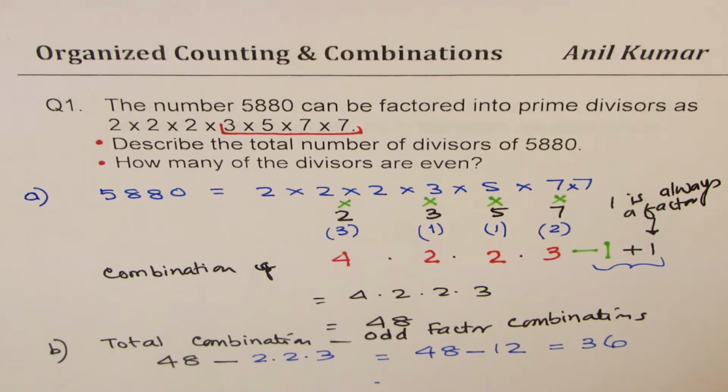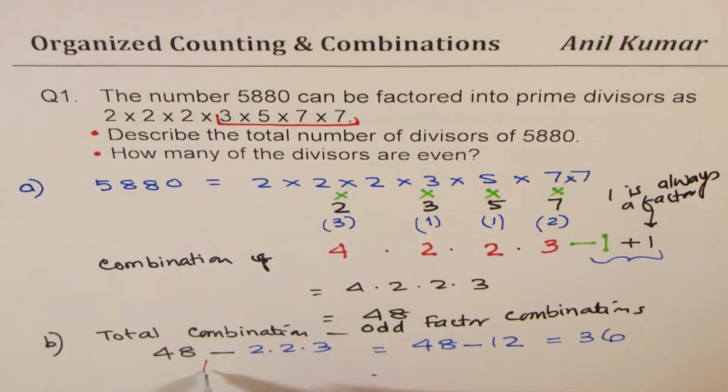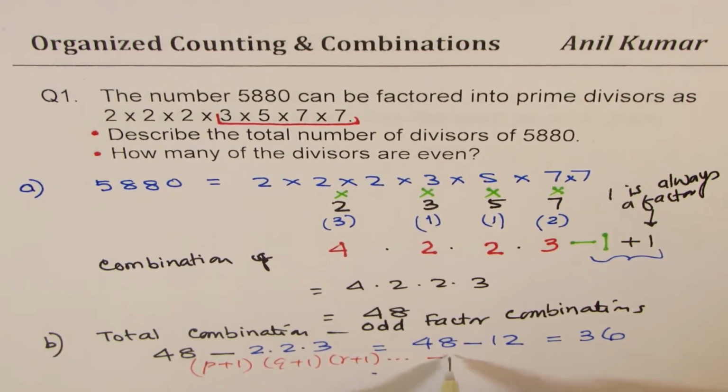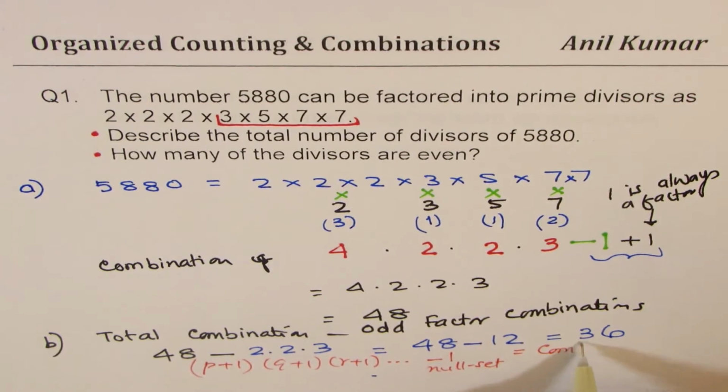So I hope the concept is absolutely clear, and let me remind you of the formula which is normally used in such a scenario. That is, we say if the total number of selections are to be made from items of one kind, let's say P is one kind item, then we do P plus 1 times Q plus 1 times R plus 1. And in this case, the series goes on. Take away 1 for null set, right? This is for null set. So that gives you the combinations, right?